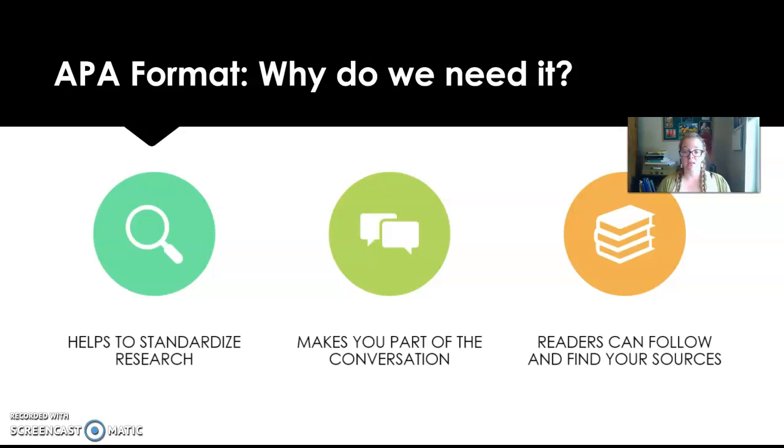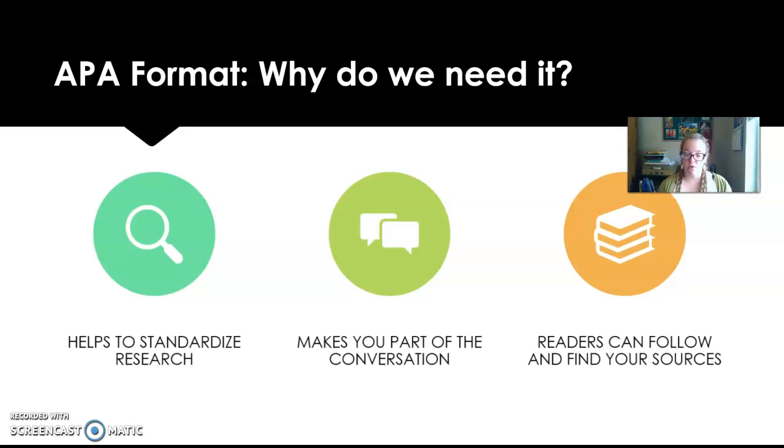And I think for many people, as you go through your programs, you may encounter APA more often. So I decided that if you're in my 102 class, I want to focus specifically on APA, given that you probably would have experience with MLA before, and I think it's good to know both. So we use APA format to help standardize our research, to make it so that if someone's reading your writing, they could go and find the sources that you've used and use them themselves.